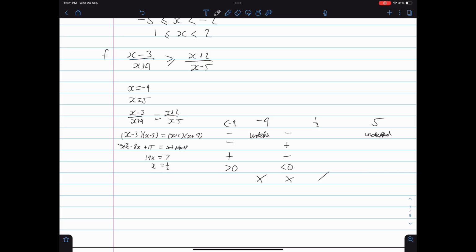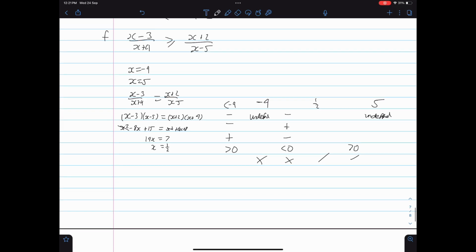Then between half and 5, we're going to get a point that is the stuff that's less than, because it's coming after this sort of thing. So that's greater than 0, tick, and then at 5, it's undefined. So we get this.